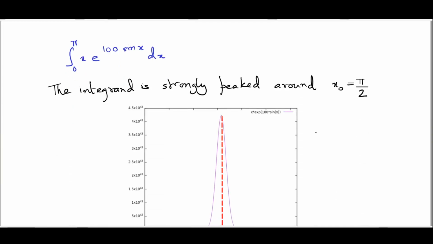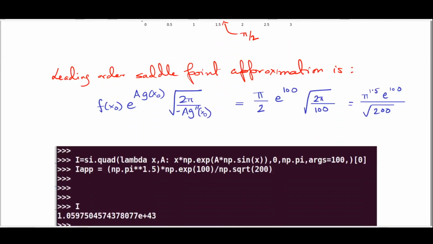So plugging all of these results in, you get the leading order saddle point approximation. It is f of x0, that is, e to the power A g of x0 times square root of 2 pi by minus A g double prime of x0. Here x0 is simply pi by 2, and A is 100, so it is e to the 100 into square root of 2 pi by 100. This ultimately gives us square root of pi cubed times e to the 100 by square root of 200 as a leading order saddle point approximation to the integral.